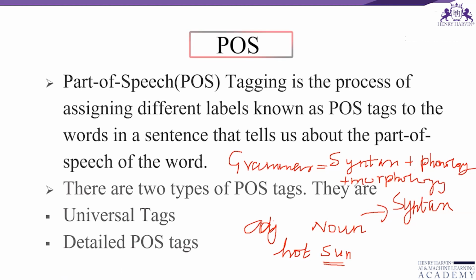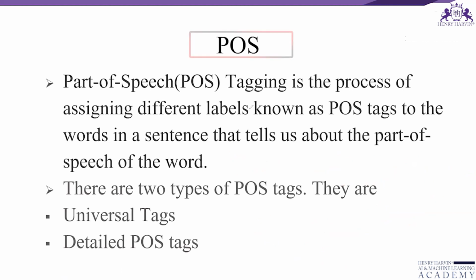Let us try to understand this. Now let me tell you what is parts of speech. Part of speech tagging is the process of assigning different labels known as POS tags to the words in a sentence, so that it tells us about the part of speech of the word. There are basically two types of POS tags: one is the universal tag and the other is detailed POS tags, which we will see.